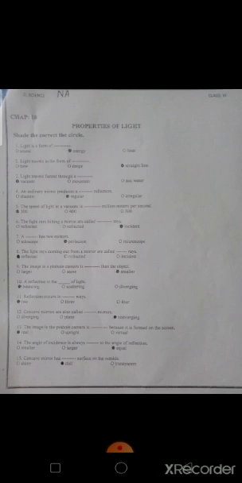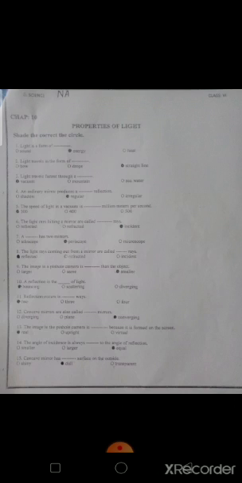Now look at the third one. Light travels fastest through a dash. Again, you have three options: vacuum, mountain, and seawater. So the correct option is vacuum. Light travels fastest through a vacuum.